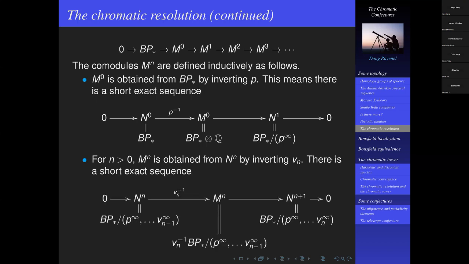Okay, now, for larger n, let's say we constructed big N upper little n. So here is N upper 1. That's BP star mod P infinity. At the next stage, we're going to want to invert V1 in here and so on.